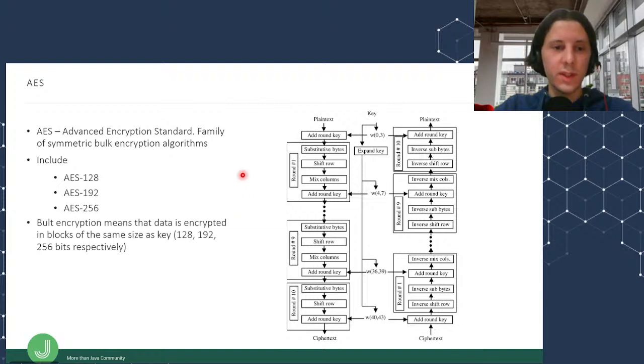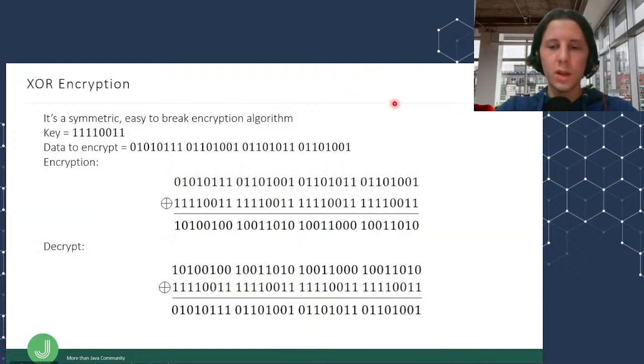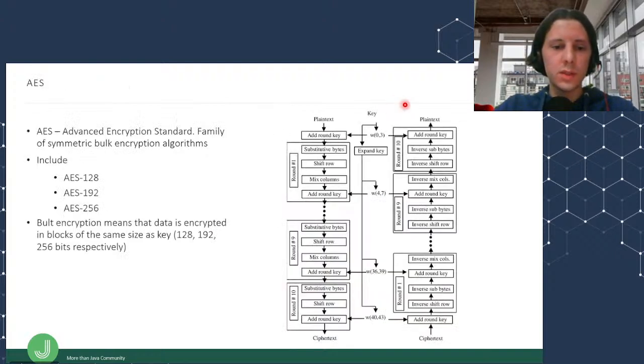AES algorithms, Advanced Encryption Standard. It's a family of symmetric bulk encryption standards. It includes at least 3 algorithms: AES 128, 192, and 256. The number tells you in what blocks the data is encrypted. So here we encrypt data 1 byte at a time. Here we can encrypt it multiple bytes at a time. Either 128 bits or 192 bits or 256.